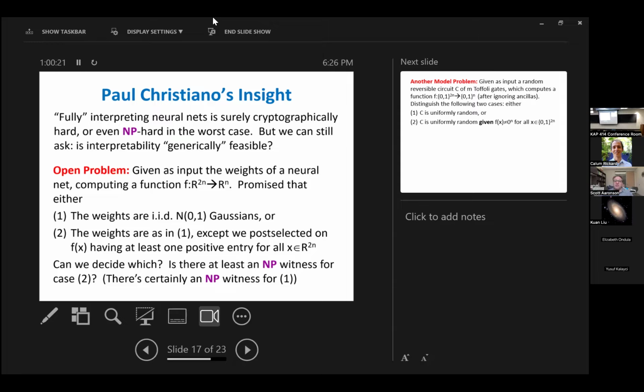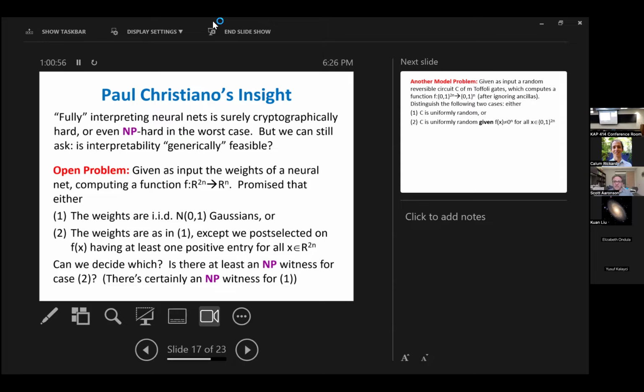Now we ask the question: can you tell via a polynomial time algorithm whether you're in case one or case two? That is, can you distinguish a random neural net from a neural net that has this very special non-random property of never producing some particular output? And then what Paul actually adds is that he would settle for even just an NP witness, that is, a short proof that shows you that you are in case number two, when in fact you are.